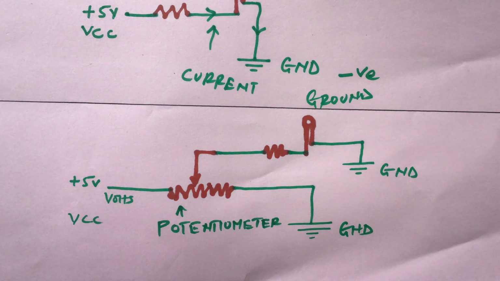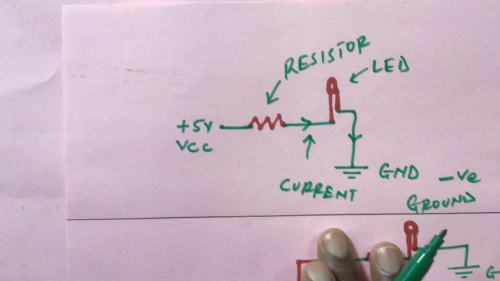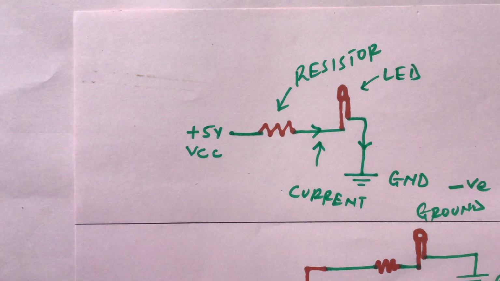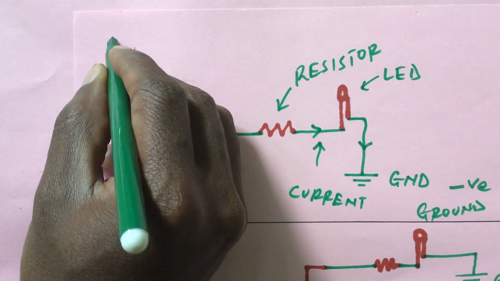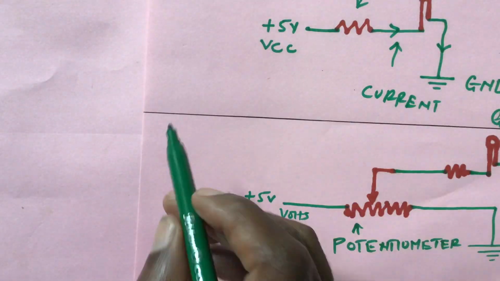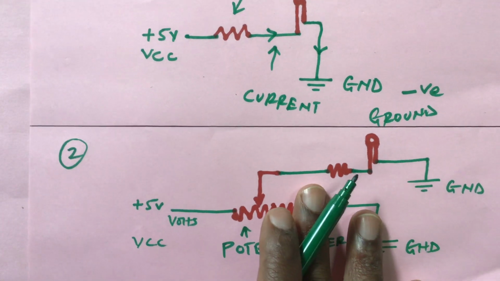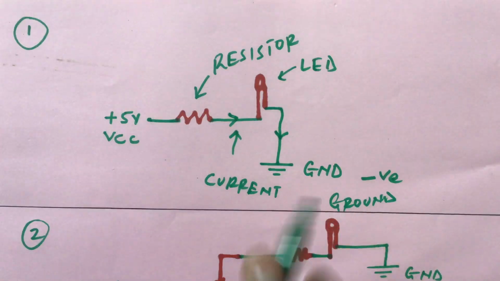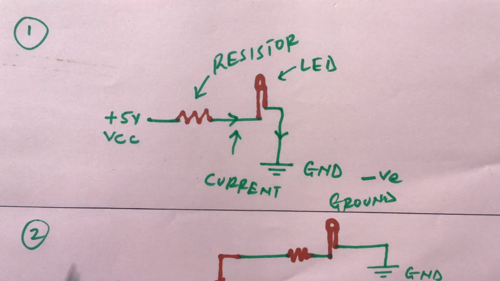So the potentiometer is very closely related to the resistor. This one we talked of earlier. So this is our circuit number 1, and this is our circuit number 2. How are they related? Remember, we said the resistor is like holding the brakes at a specific angle, holding the brakes of the car. And by holding the brakes of the car, you are minimizing the speed and the power of the car. So you're also minimizing the current flowing through.